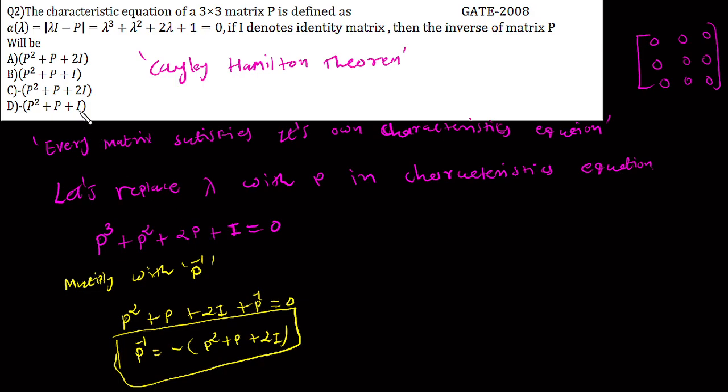So now look at the options. Option A has the correct polynomial, but here the sign is plus, so option A is not the correct one. Option B is also not correct. Option C describes the inverse correctly, the same as this one, because look, here we have a minus sign, here we also have, and P square plus P plus 2I. So it is exactly the same equation that we have got here. So option C is the correct inverse of our matrix P, which is of order 3 cross 3.